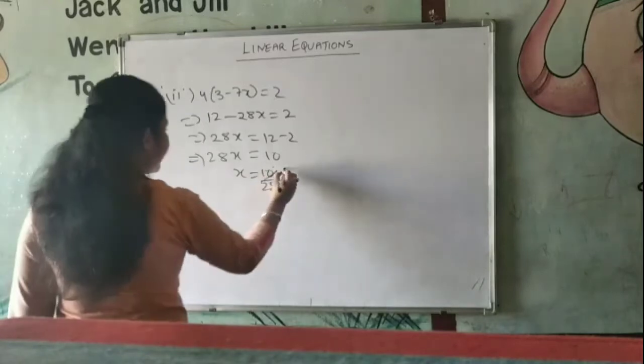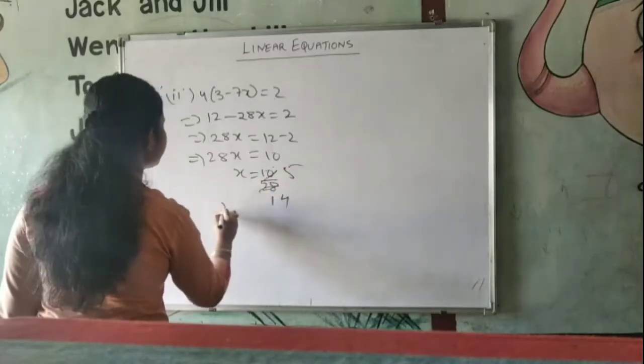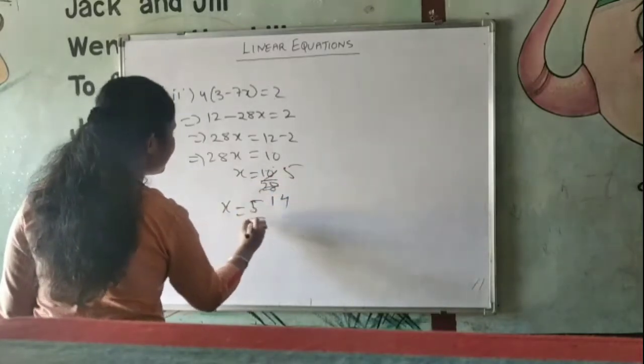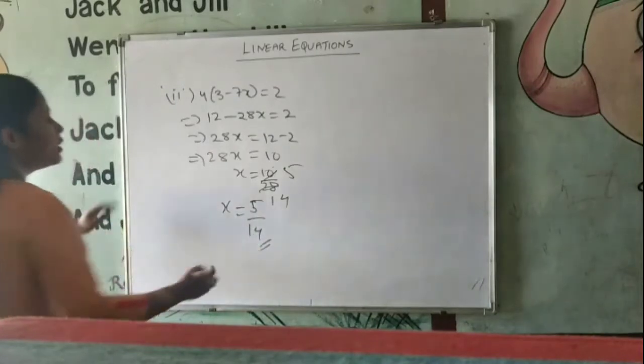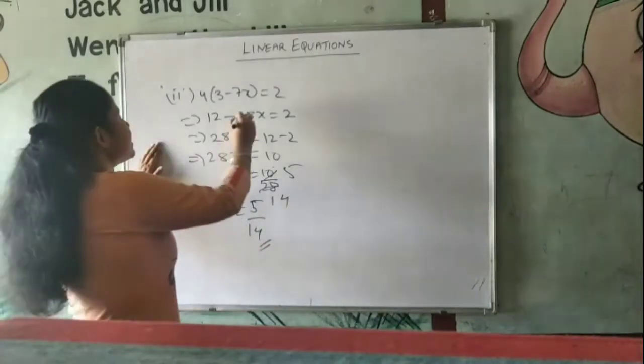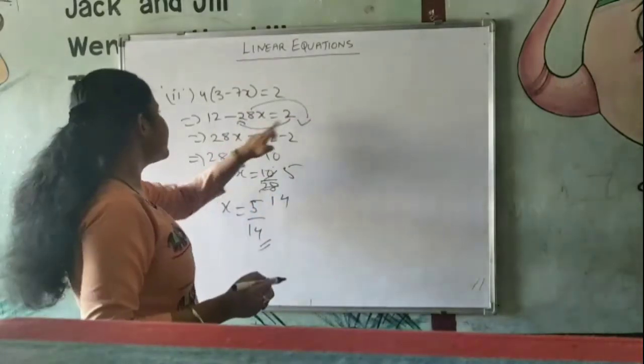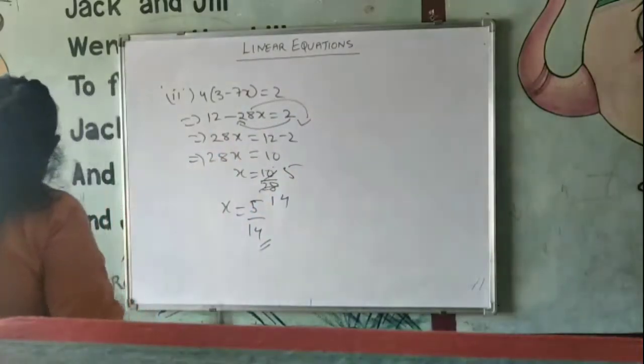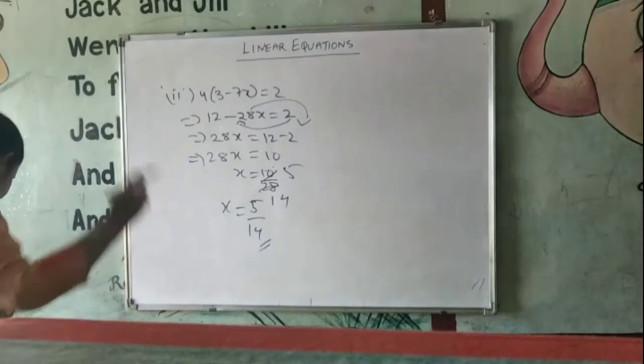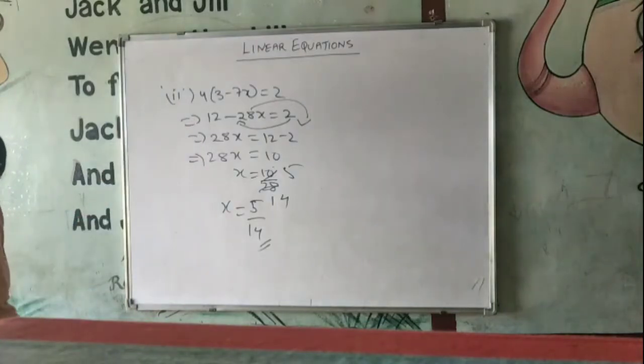So 2 5s are 10, 2 1s are 2, 2 4s are 12. So the value of x is what? 5 by 14. Okay, you remember why this negative sign I have to keep as it is and 2 I have to bring here. So plus it will become minus. So this kind of sum you can solve by yourself also.